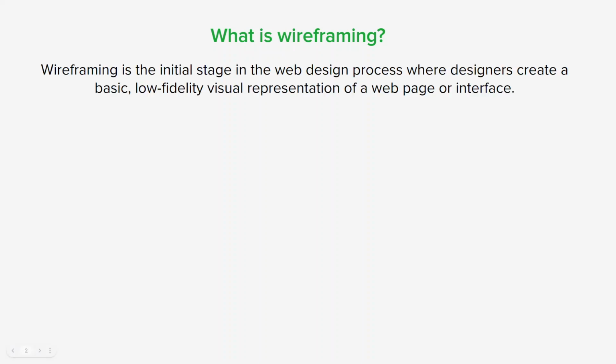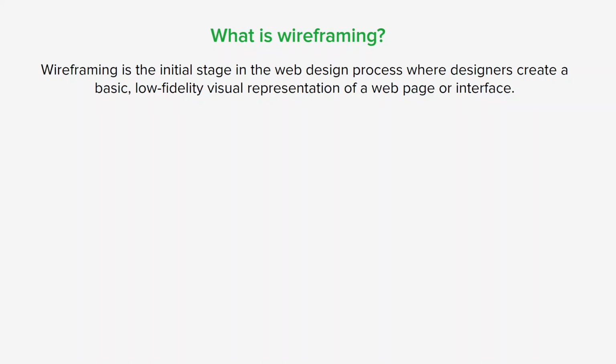So what is wireframing? Wireframing is the initial stage in the web design process, where designers create a basic, low-fidelity visual representation of a web page or interface. Wireframes are like blueprints or sketches that outline the layout, structure, and placement of elements on a web page without going into specific design details like colors, fonts, or images.